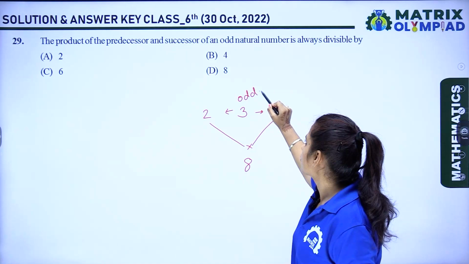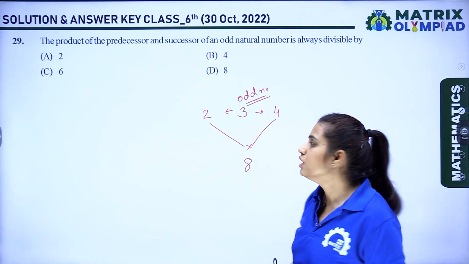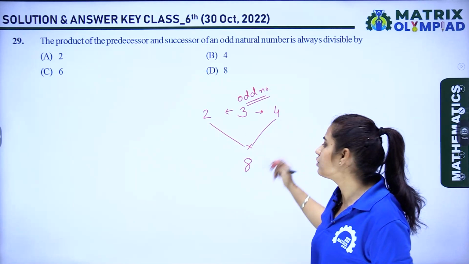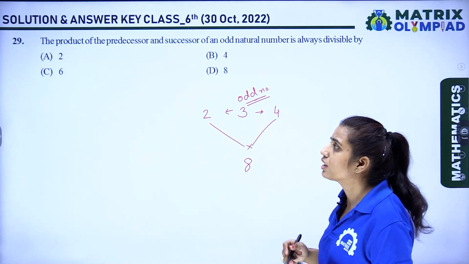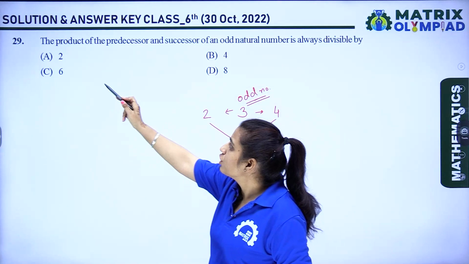Here we have taken the example 3. 3 is an odd number. So predecessor of 3 is 2, successor of 3 is 4. So the product of these two terms is 8. Now this number should be divisible by which number? Now options are 2, 4, 6 and 8.